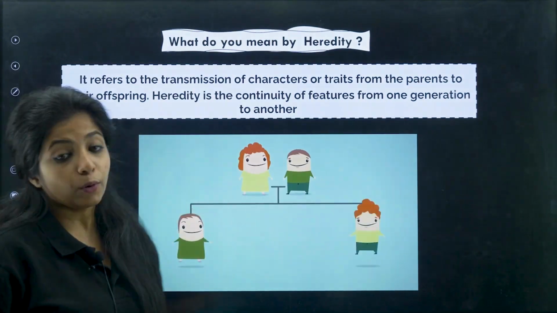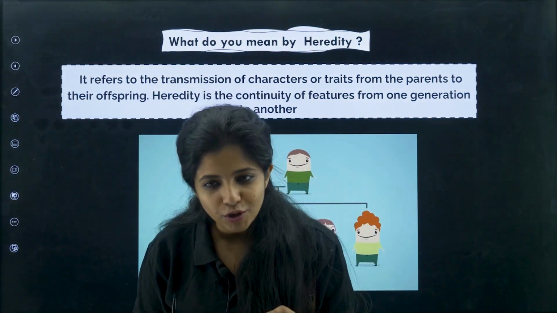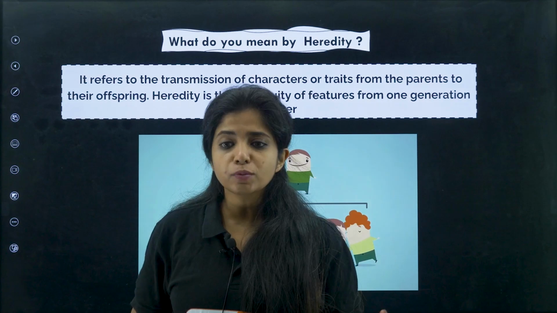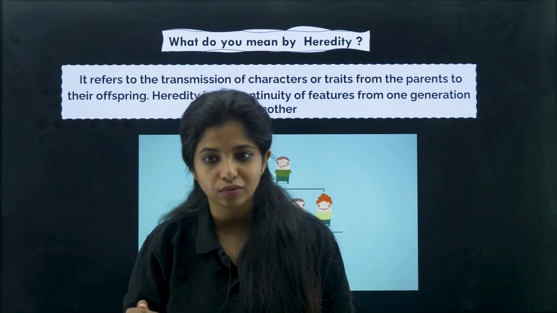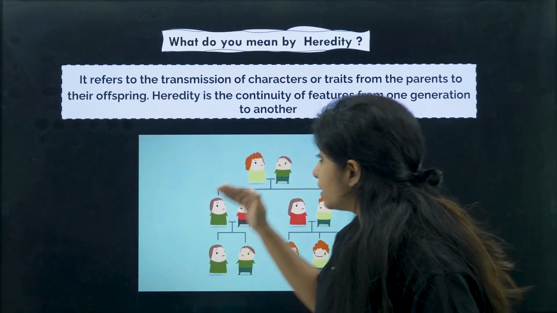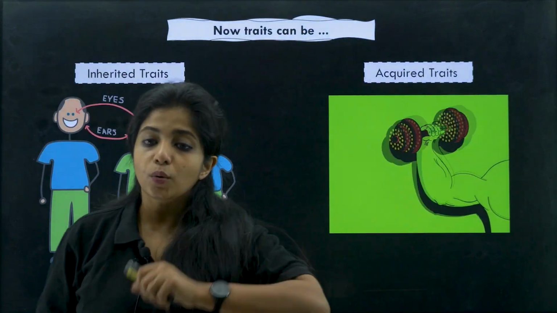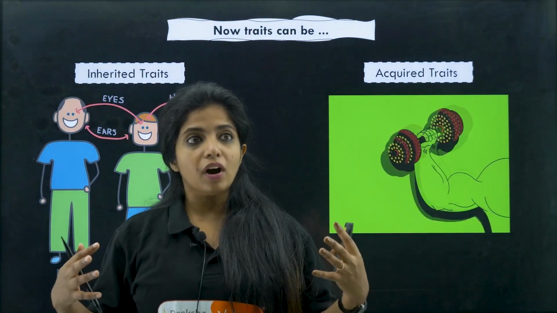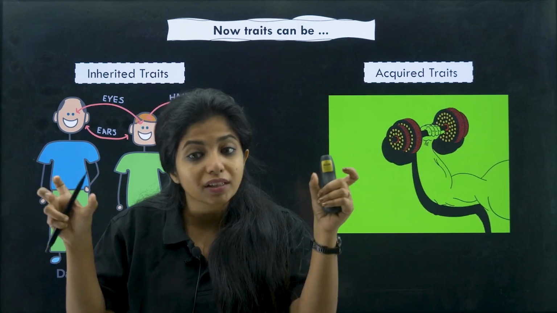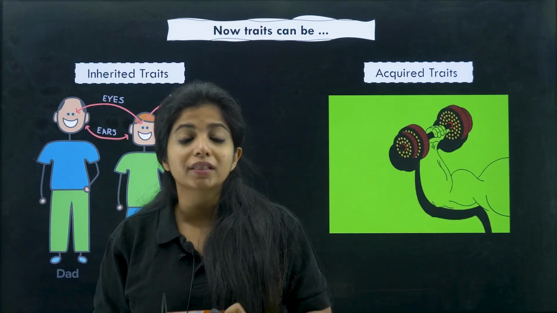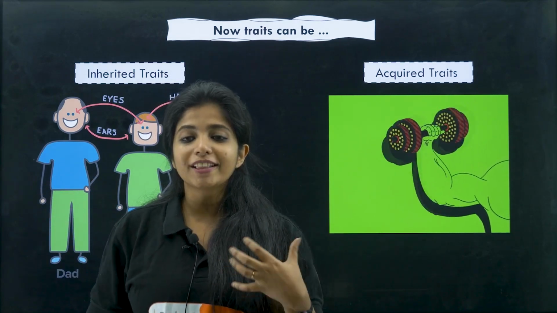Over here, the first thing, what do you mean by heredity? Heredity is the process of transmission of characters from the parents to the offspring. This whole process where characters are being transferred from the parents to the offspring is known as heredity. Now going ahead, when you say you are transmitting characters, what are these characters known as? In scientific terms, you call them traits.